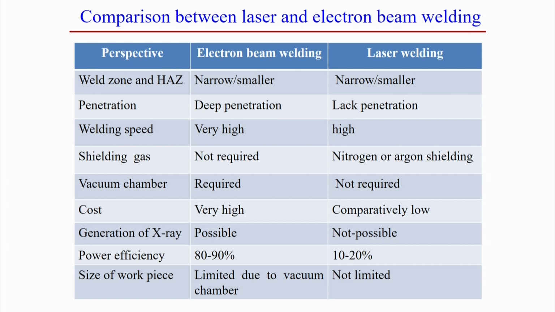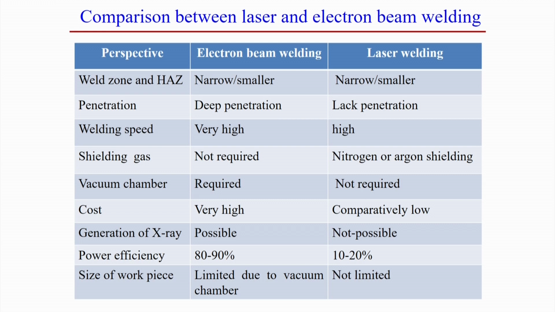Now, the biggest advantage of the electron beam welding process is in terms of efficiency. The efficiency of the electron beam welding process is around 80 to 90%, but laser welding is less efficient, 10 to 20%. So, there is a basic difference between the electron beam welding process and the laser beam welding process.